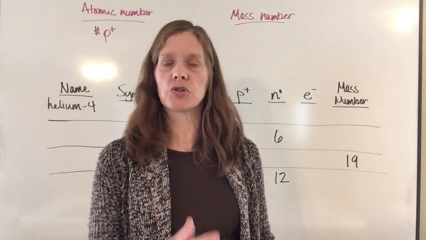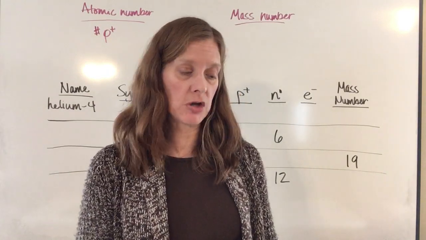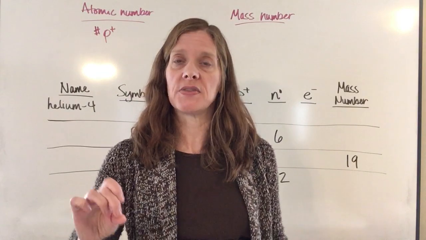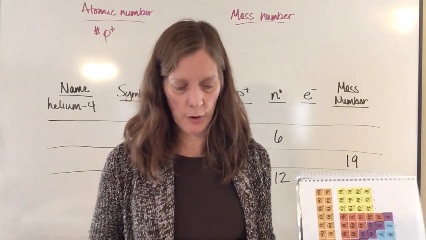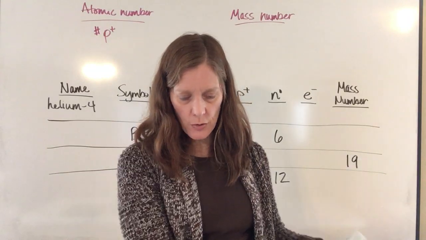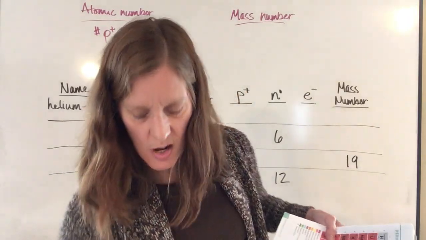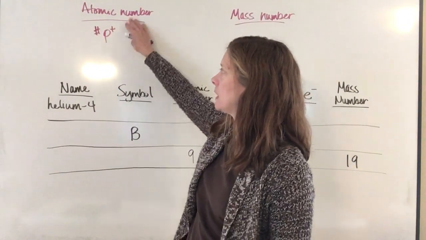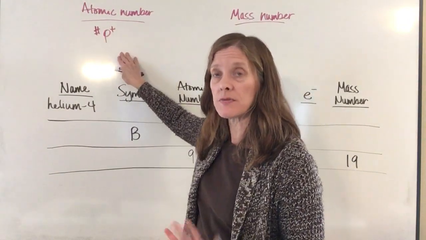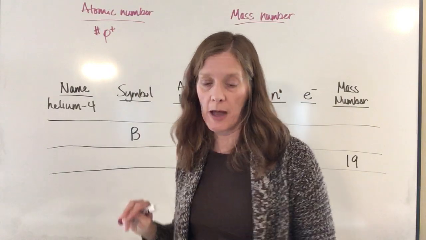And when you're writing symbols for elements, that's not okay. You want to make sure your first letter is a capital and the second letter is lowercase for those elements where you need a 2-letter symbol. Okay, so that is atomic number, and the atomic number will tell us the identity of the atom that we're talking about.